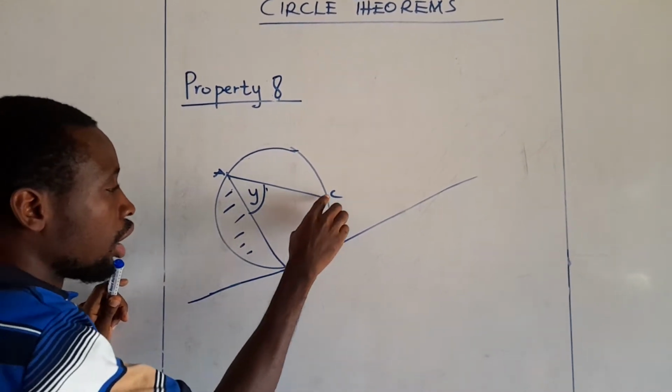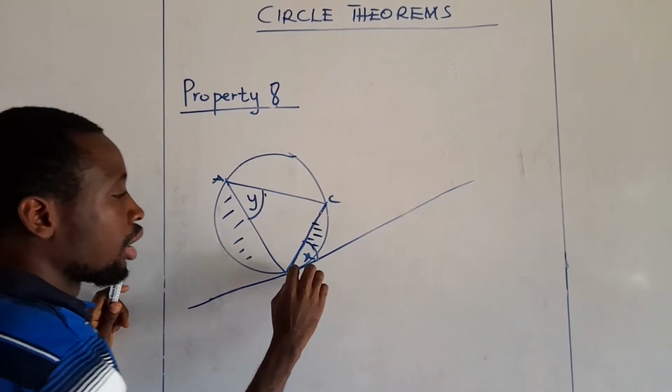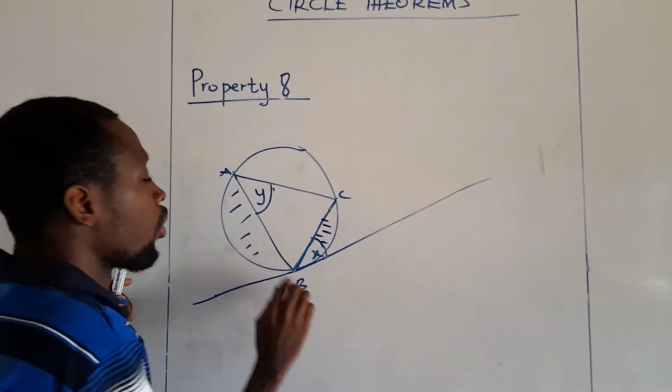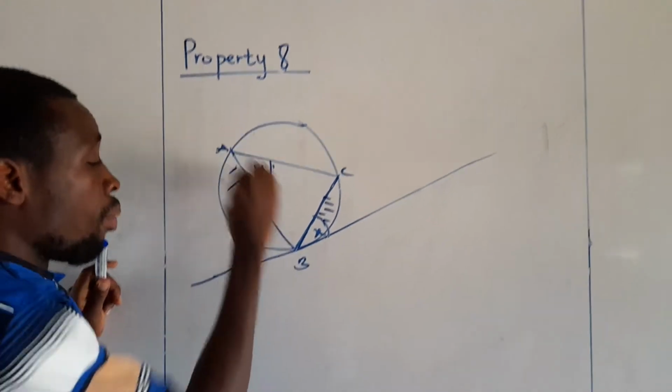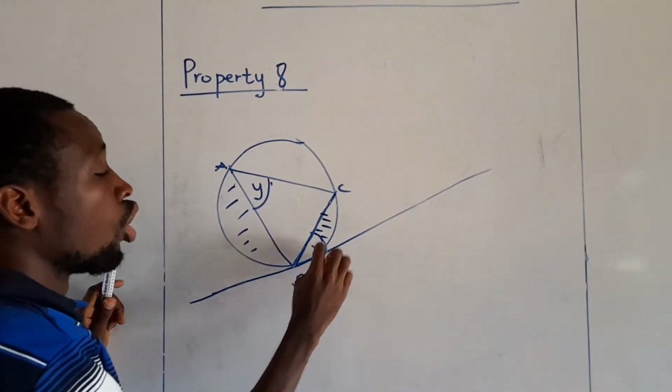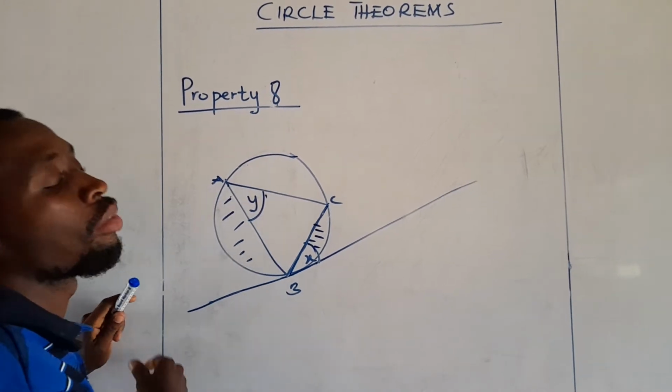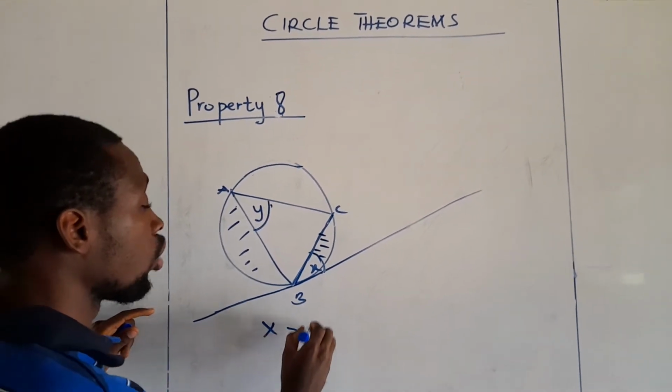So you see that this chord makes an angle with this tangent. However, this chord did not make the angle with the tangent, no. So this angle here is equal to the angle in the alternate segment. So we say x is equal to y.